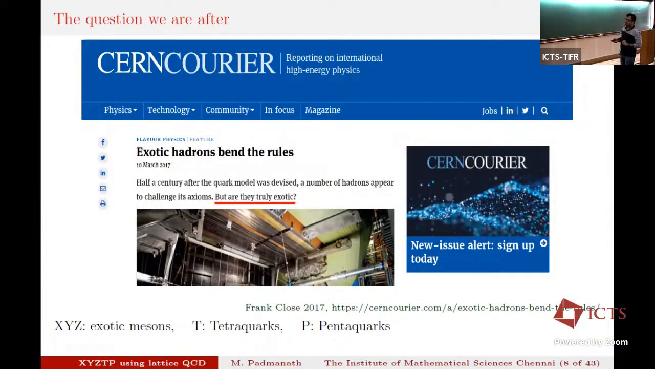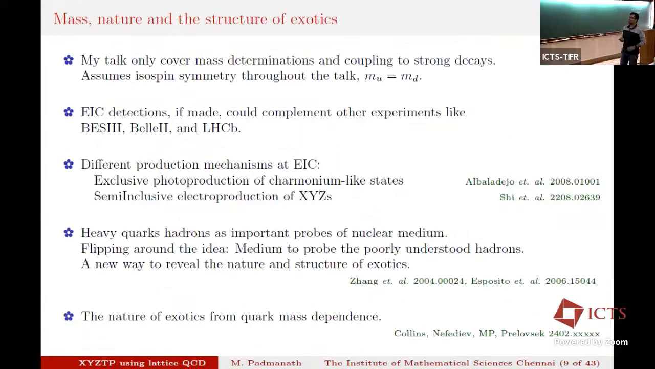Now let me give you the details of the names. XYZ are charmonium-like particles, which are found to be exotic in nature. T stands for tetraquark candidates, and P stands for pentaquark candidates. You might already be clear on this by now, but I just want to mention it. My talk will be mainly on mass determination and couplings to strong decays.